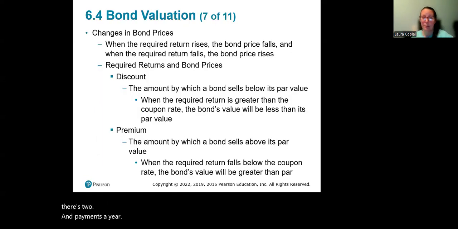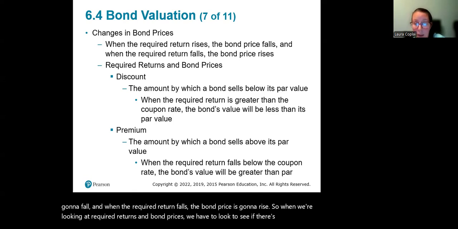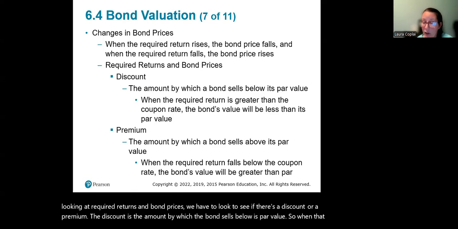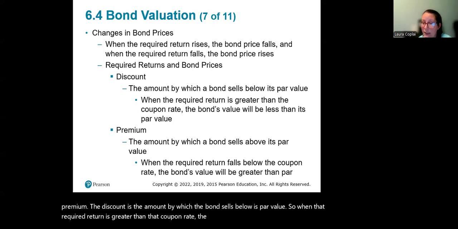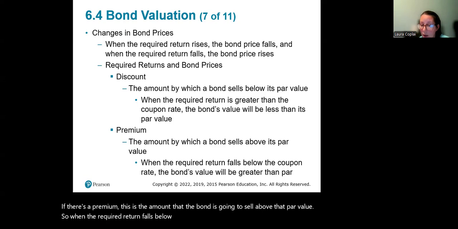But there could be changes in bond price. So when the required return rises, the bond price is going to fall. And when the required return falls, the bond price is going to rise. So when we're looking at required returns and bond prices, we have to look to see if there's a discount or a premium. The discount is the amount by which the bond sells below its par value. So when that required return is greater than that coupon rate, the bond value will be less than its par value. If there's a premium, this is the amount that the bond is going to sell above that par value. So when the required return falls below that coupon rate, the bond value would be greater than par.